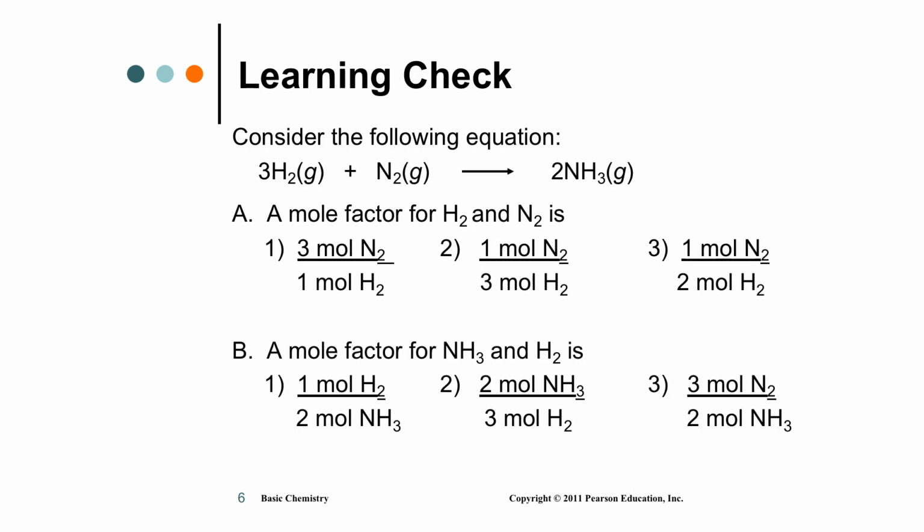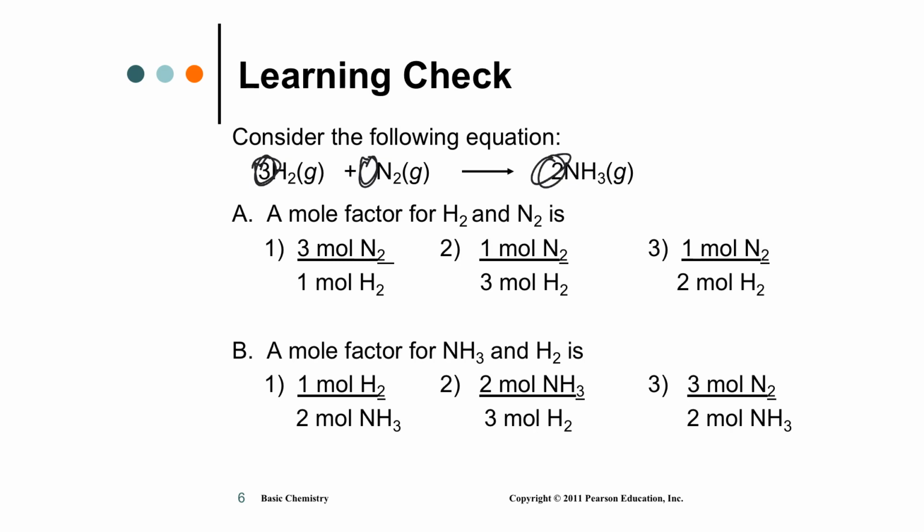So here's an example. 3 hydrogen atoms, 1 nitrogen atom yields 2 ammonia molecules. Okay, so here we've got 3 to 1, or 3 to 2, or 1 to 2. Okay, all those relationships. So if you know how much nitrogen you've got and you're asked how much ammonia you will get, it's a 2 to 3.